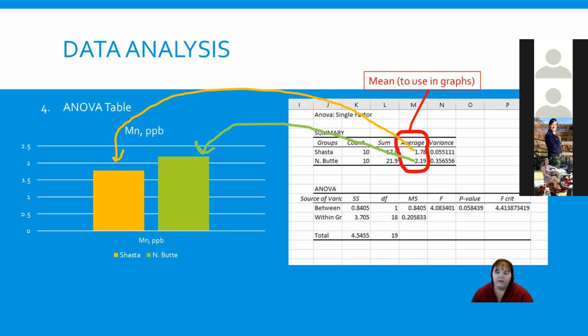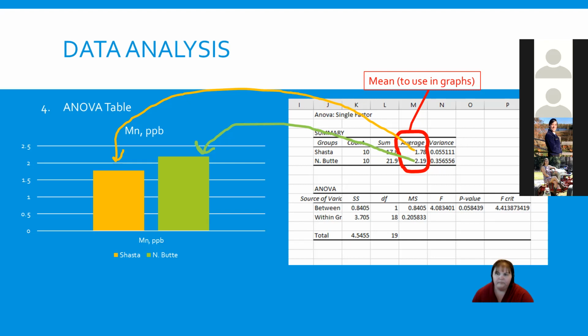So the ANOVA table is going to use variation between our treatment groups. Okay, so in this case, it would be the variation we see between the cows at Shasta and the cows at Butte. And it's also going to assess the variation that shows up within treatment group. Within treatment group means that if we look at these cows that were at the North Butte location, they all didn't have the same exact mineral level in their blood. It varied a little bit.